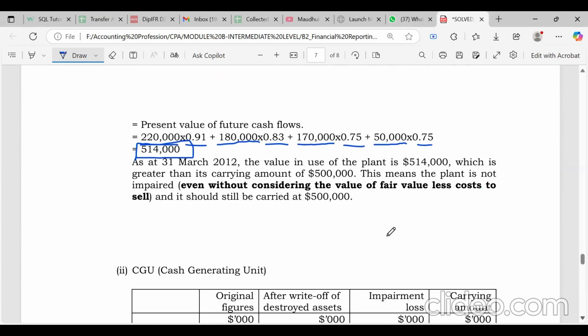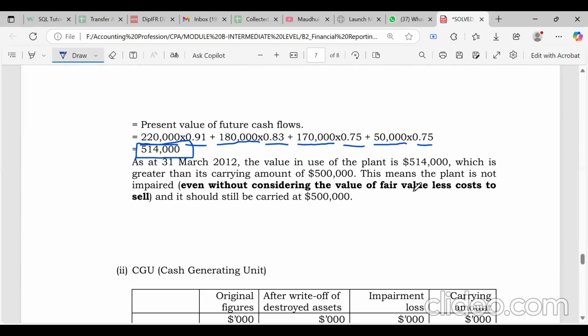That's why we say that at the first of March 2012, the value in use of the plant is 514, which is greater than its carrying amount of 500. So this means that the plant is not impaired, even without considering the fair value less cost to sell. There is even no need of doing that, because we already have the figure that is high. We already have evidence of recovering something higher than what is in the book.